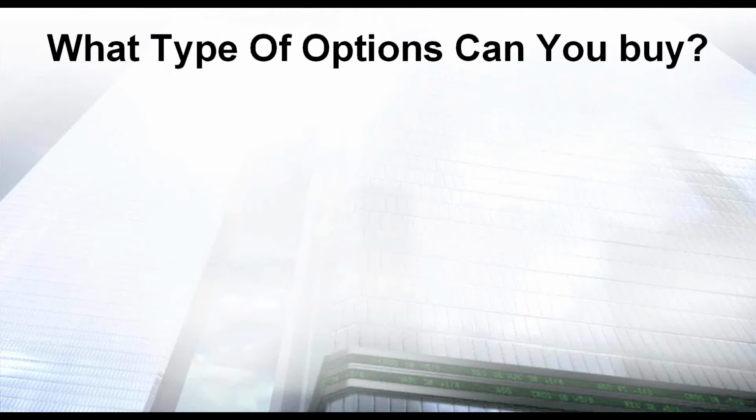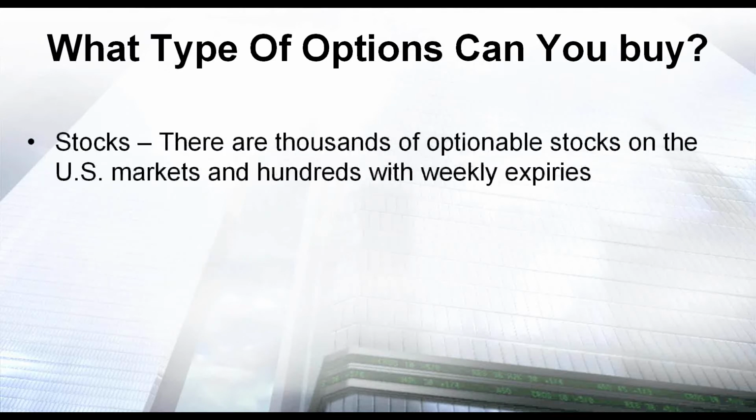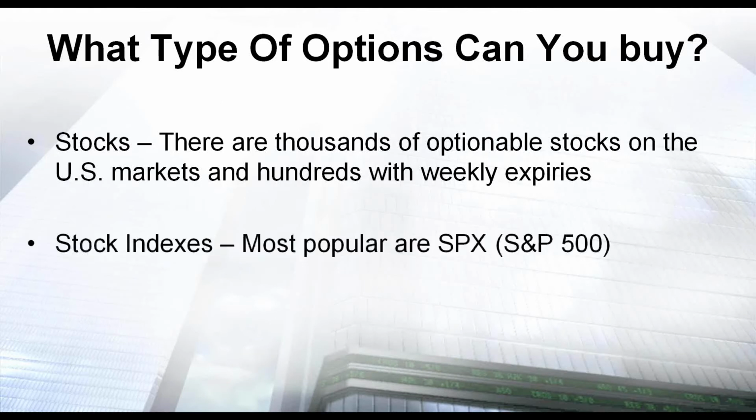Okay. What can you buy options on? Certainly stocks. There are thousands of optionable stocks on the U.S. markets, as well as now there's hundreds of weekly options that expire every week. Apple is one of them. They have weekly expiries, which have become a great, inexpensive vehicle to help you protect your positions in the short term and also take advantage of the types of swings we've been seeing lately in the market. And they're adding new ones all the time. So that list of weekly expiries continues to grow.